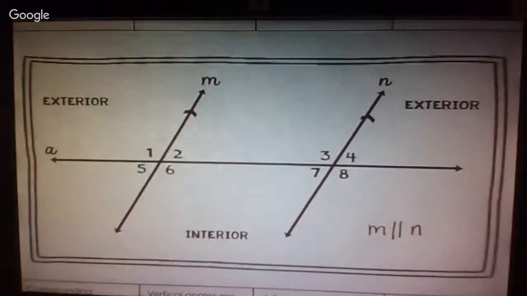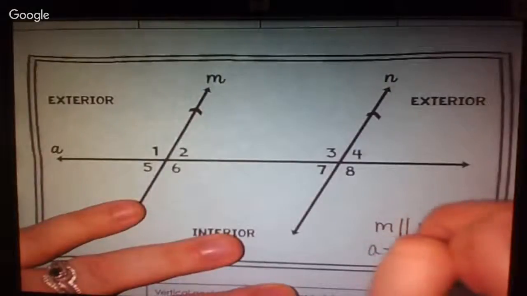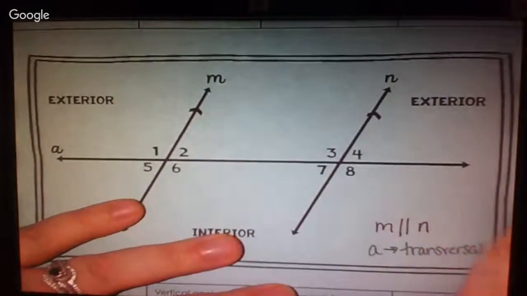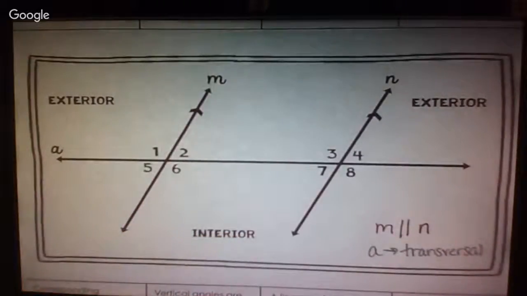A transversal is a line that cuts through the parallel lines. So what is your transversal here? A is your transversal.